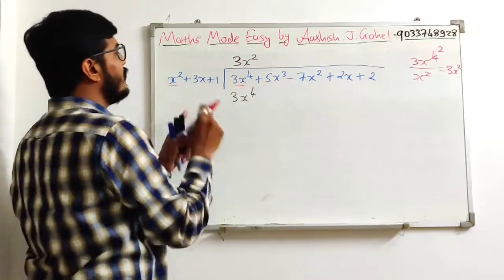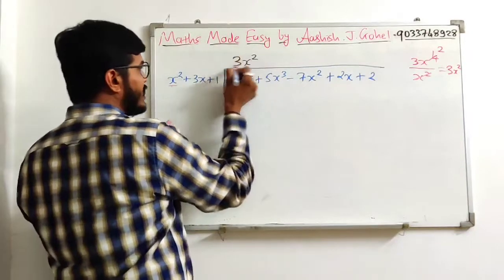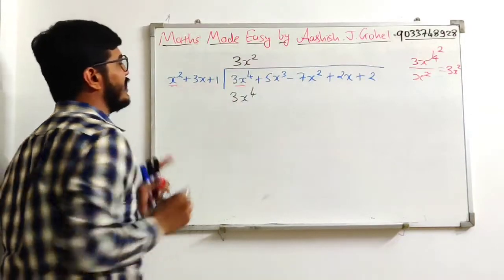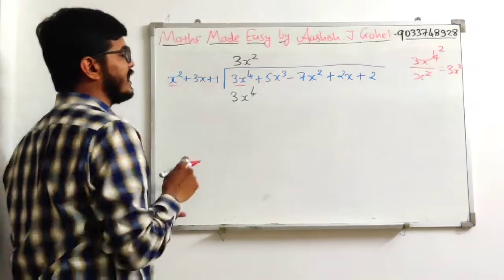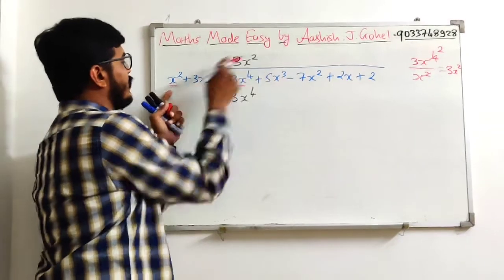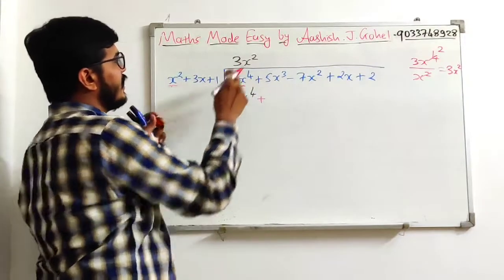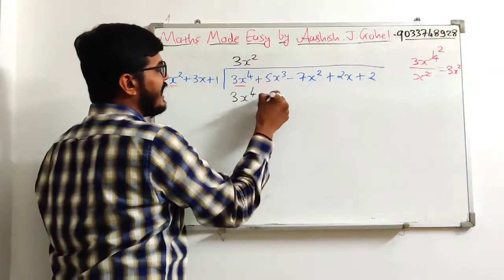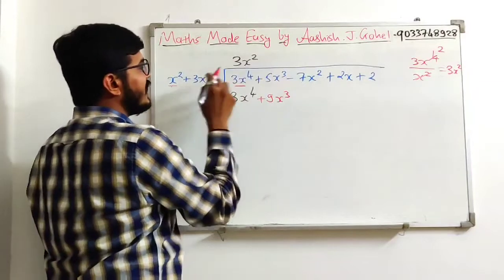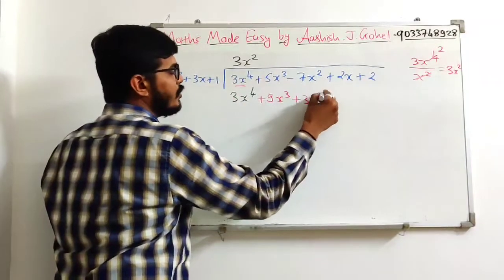After that we need to multiply this term with the whole polynomial, that is x squared plus 3x plus 1. The first term is already over here: 3x squared into x squared is 3x to the 4. After that 3x squared into 3x will be 9x cubed. After that 3x squared into 1 will be 3x squared only.